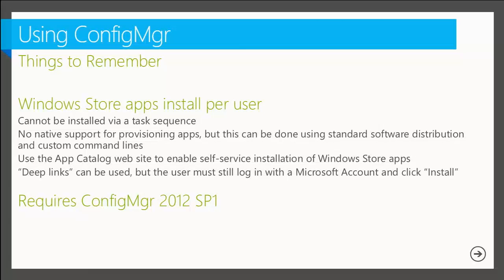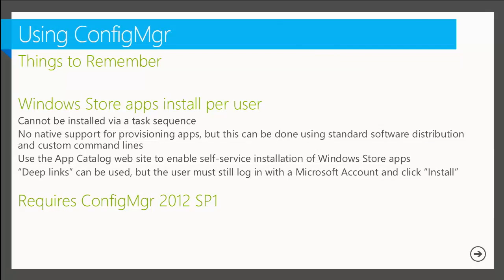So the things to remember then with Configuration Manager is that Windows Store apps are installing per user. Configuration Manager provides this support to do the deployments per user. It doesn't provide anything in the task sequence to do provisioning of apps. So you're not going to see a provision Windows Store app step in a task sequence. You could build one yourself. You could just run the PowerShell commands like we were running manually.